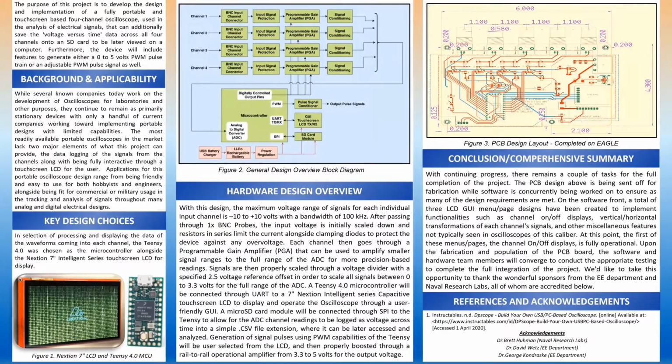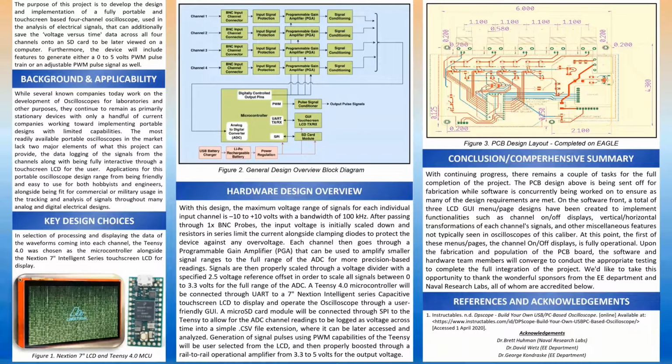Looking at the general design overview as seen in the block diagram, with the hardware design details in mind, the maximum voltage range of signals for each individual input channel is between -10 and +10 volts with a bandwidth of 100 kHz. After passing through 1x BNC probes, the input voltage is initially scaled down with current limiting resistors in series, along with clamping diodes to help protect against any overvoltages coming into the device.